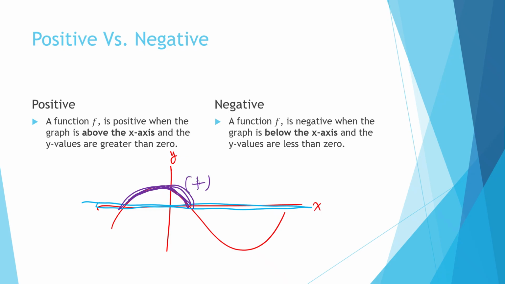So this is going to be positive here. A function likewise is going to be negative when it is below the x-axis. So right here are going to be 2 times where this function is negative because it is below the x-axis, meaning all the y values are going to be negative numbers. They're going to be less than 0. So this is when a function is positive versus negative.